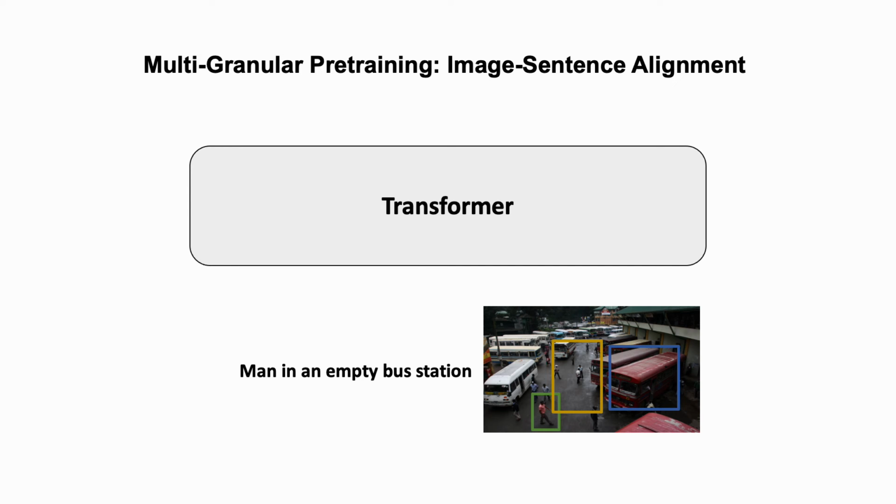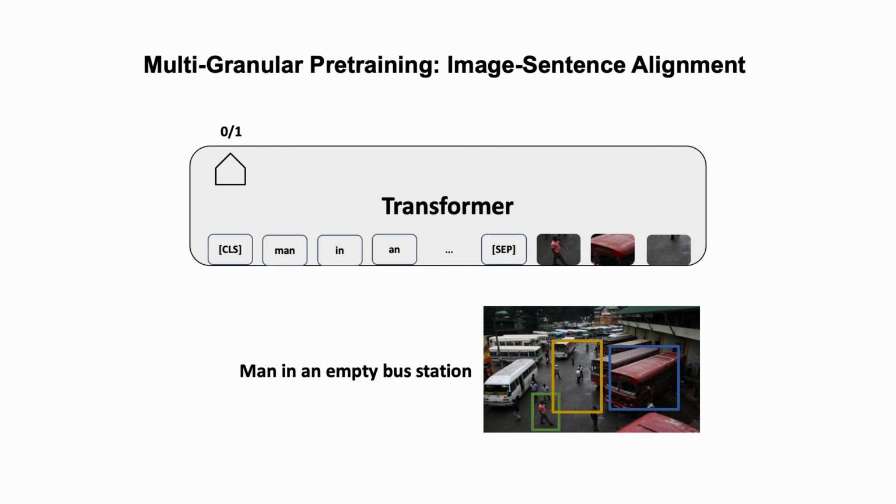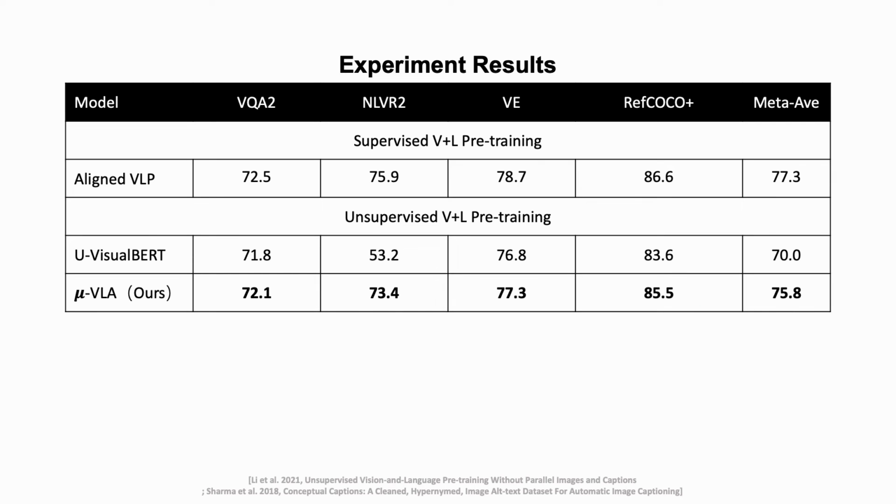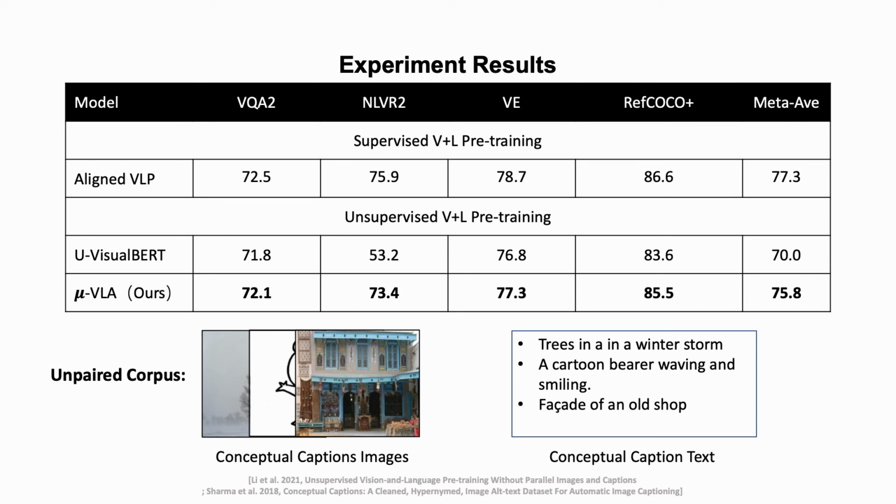Finally, given the weakly aligned image-text pair, we apply the image-text matching task to capture instance-level cross-modal alignment. We consider the weakly aligned image-text pair as a positive case, while the randomly sampled image-text pair is a negative case. We denote our method as MuLVA, and our unpaired pre-training data are sampled from Conceptual Captions without using the original image-text pair information.